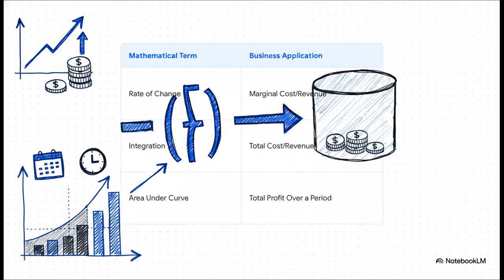And that abstract idea of the area under the curve, that's not a geometric shape anymore. It is your total accumulated profit for the entire fiscal quarter. This is how a mathematical concept becomes one of the most important key performance indicators you'll ever use.